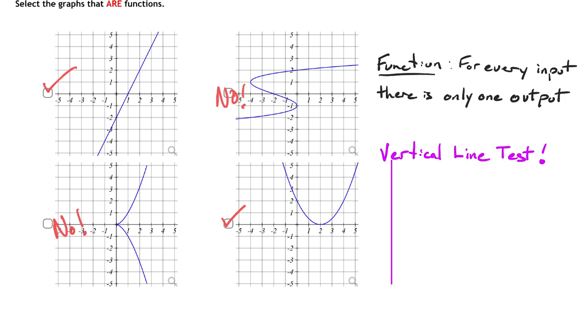Of course, every function is also a relation. So all four of these are relations, meaning it's just kind of like a relationship between x and y, but only the ones that pass the vertical line test would be considered functions.